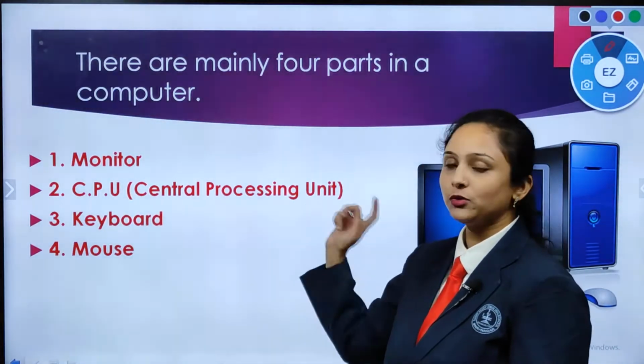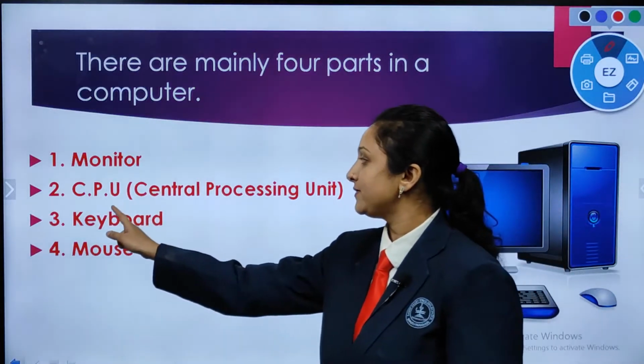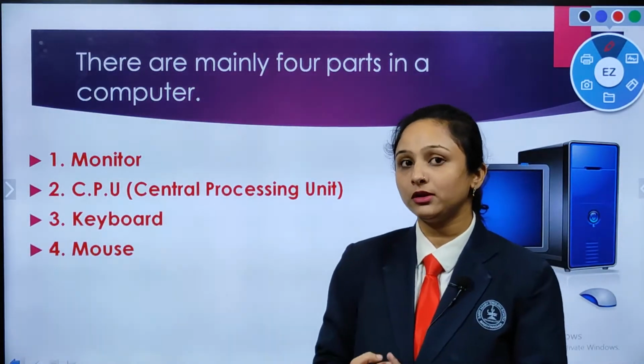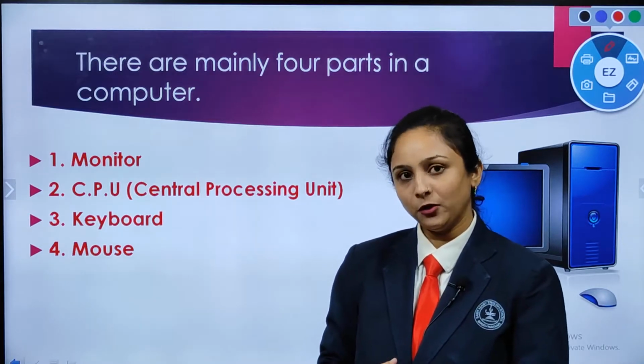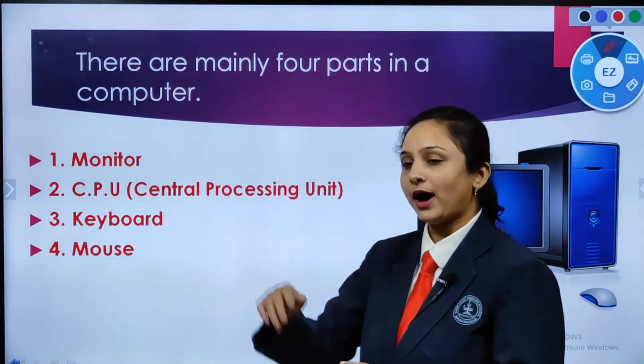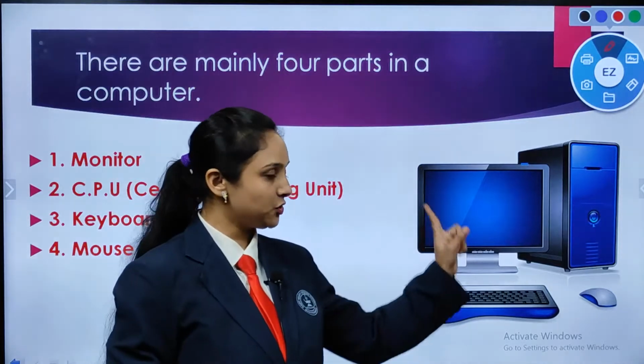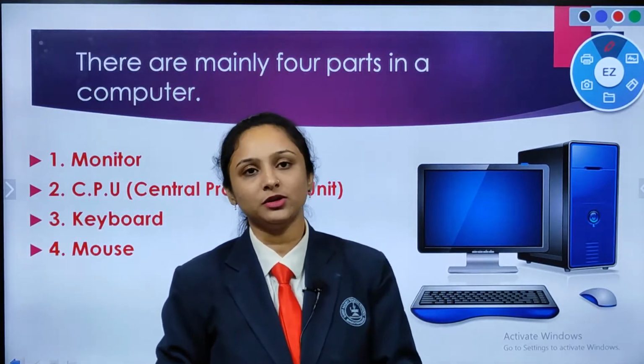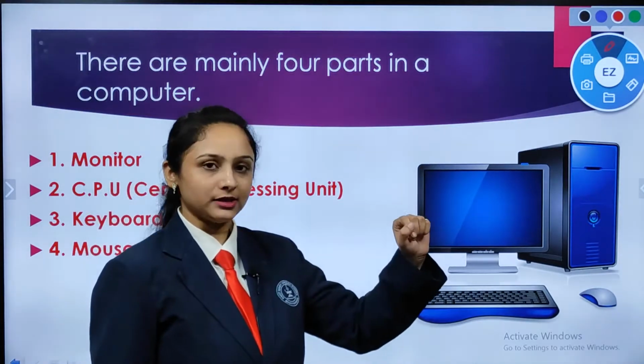Now, what is the full form of CPU? Central Processing Unit. The full form of CPU is Central Processing Unit. You have to learn the spellings properly. Now all these four parts I am going to show you in this picture. Can you see this computer, everybody? Yes, very good. See, here also we have four parts.